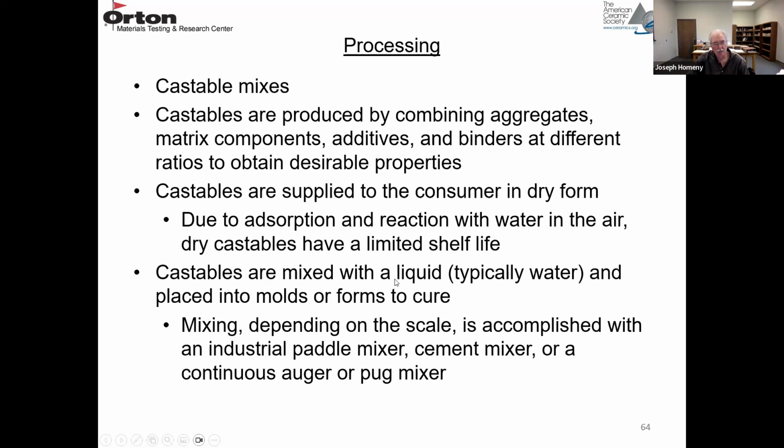And on-site, castables are mixed with a liquid, typically water, and then they're cast into some type of mold, and then they're cured. And we looked at the different types of calcium aluminate cement reactions for the curing process. So the mixing just depends on the scale. Usually on a smaller scale, there's a paddle type mixer or a cement mixer. Or maybe on a larger scale, it might be an auger or a pug mixer.